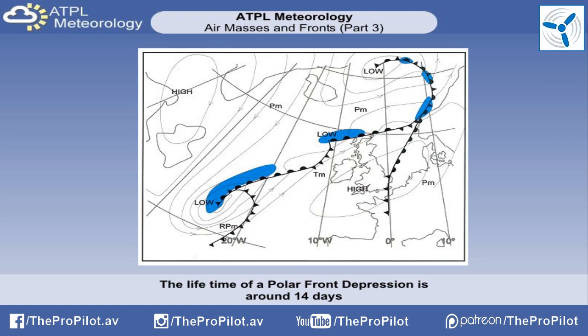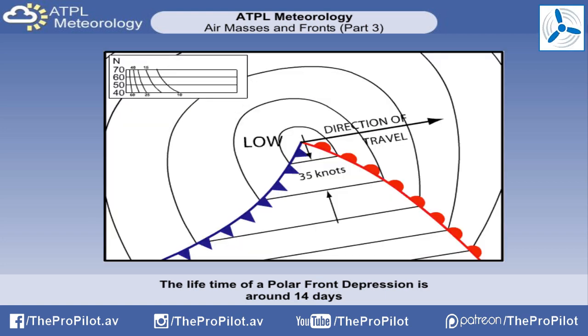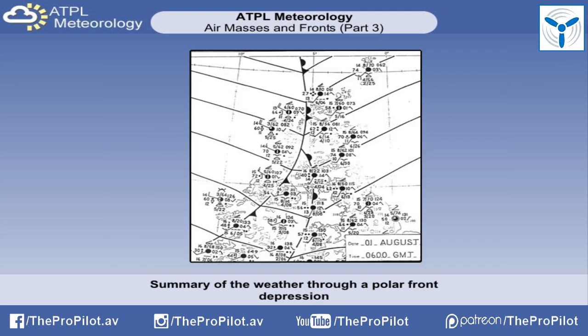At their height, their track and speed can be calculated like this. Looking at this weather chart, the low centre will move in the direction of the isobars in the warm sector, with a speed approximately equal to the isobar spacing near the triple point. Let's now take a look at a summary of the passage of warm and cold fronts.